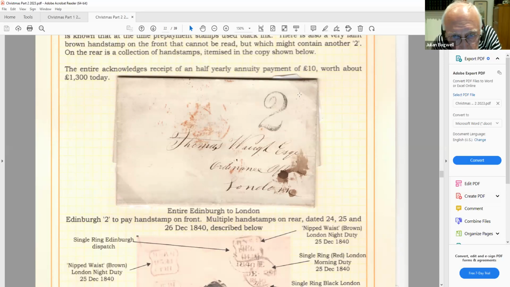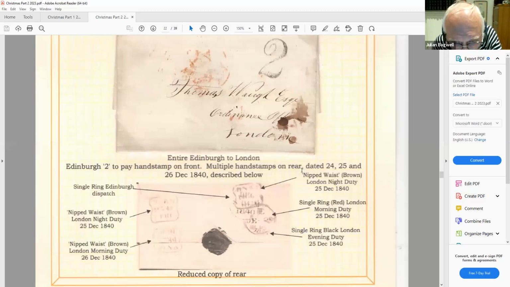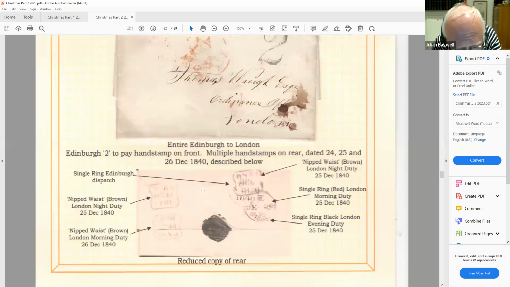This wasn't a tax mark. It was knowingly dispatched to be paid for on receipt, and you had to pay twopence, not a penny. And there are some rather poor cancels on the front, and then, as I say, quite a few cancels on the back. There were some very enthusiastic cancellers in London that day, obviously.